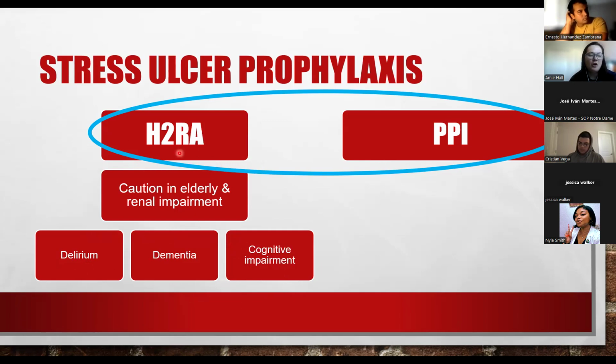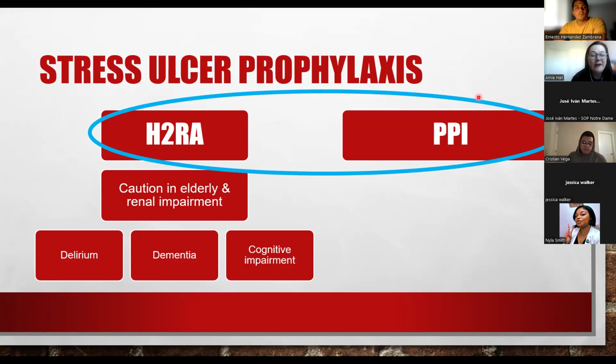So we typically don't see a lot of H2RAs used for stress ulcer prophylaxis because oftentimes these patients who are critically ill have renal dysfunction. Often these patients are elderly. And by being in the ICU, you're at increased risk of delirium. So adding this drug on would be another cause of delirium that would make things really foggy and difficult to see clearly. So oftentimes we'll see PPIs used for stress ulcer prophylaxis.